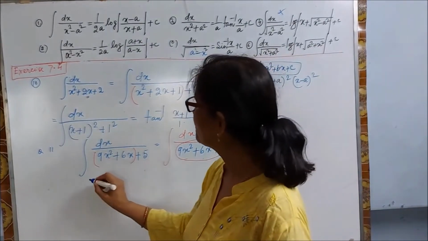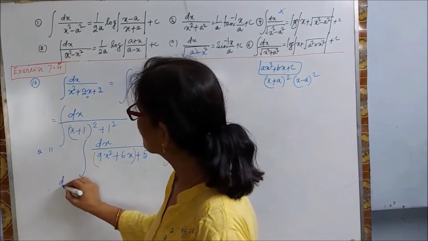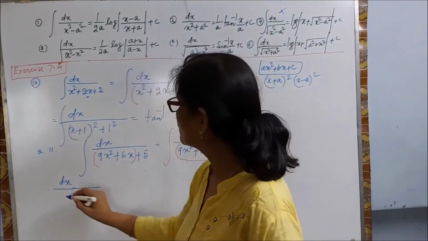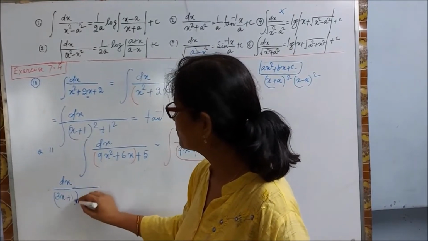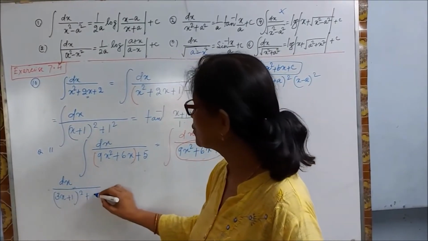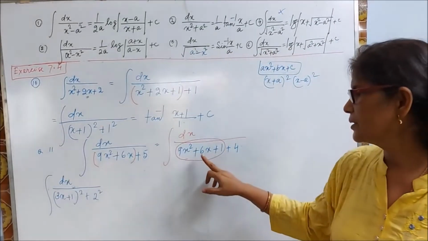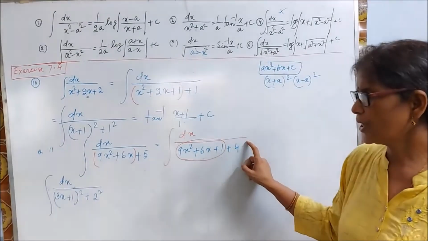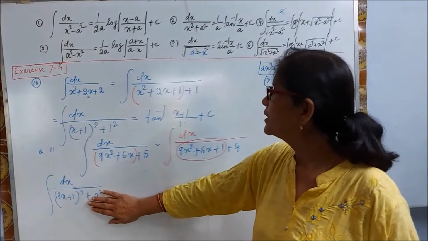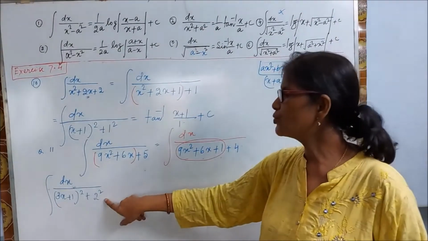How much will it be? It will be dx by 3x plus 1 whole square plus 4, which is 2 square. See clearly? This will be 3x plus 1 whole square plus 2 square. So it is in which format? It is again format 2, x square plus a square, a is 2 here.